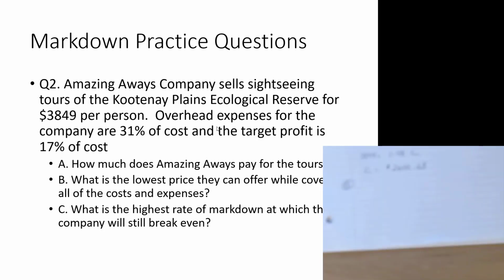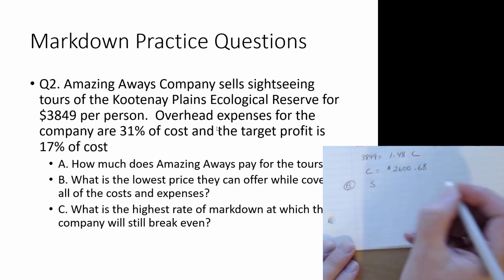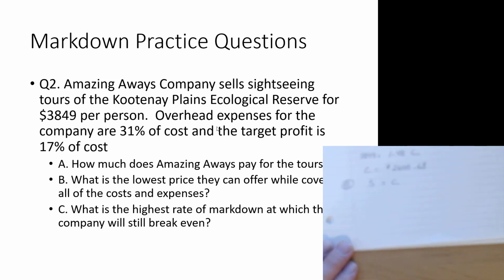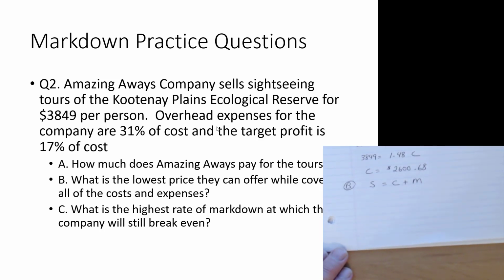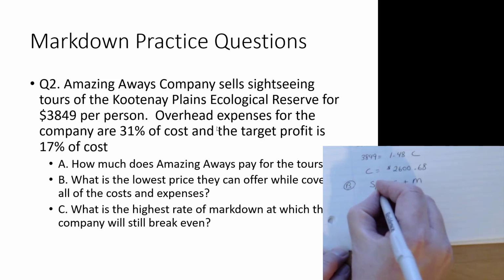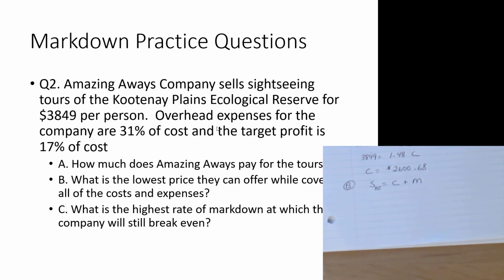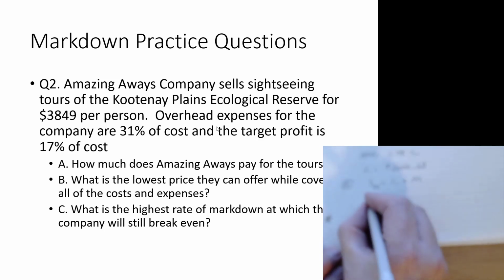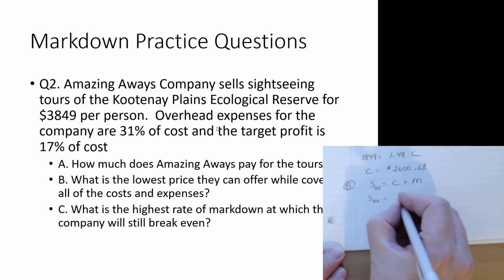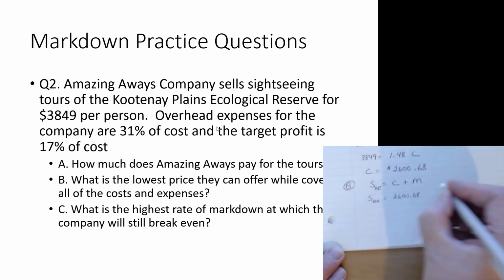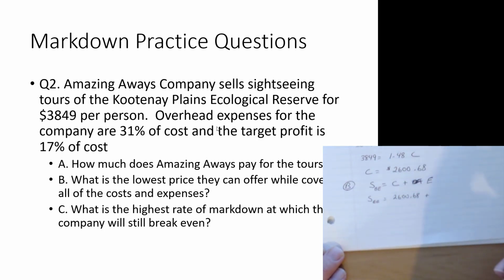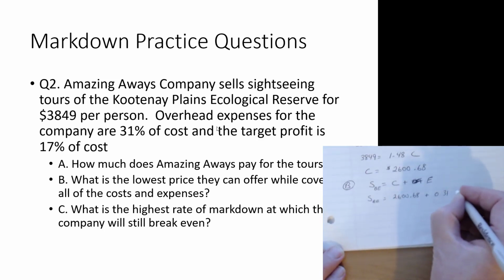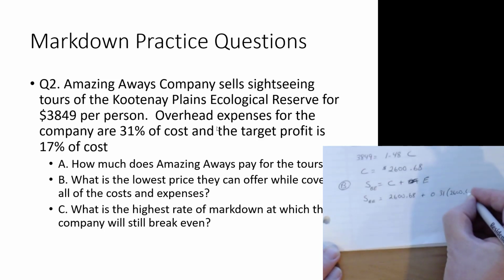B. What is B? What is the lowest price they can offer while covering all the costs and expenses? So essentially what we're talking about is a special type of selling price, such that we cover the costs plus the indirect expenses, often just referred to as the expenses. This is a special type of price called the break even. So I'm just going to give it a little subscript BE for break even. So that sales price, break even, is our cost, which is the $2,600.68, plus our, sorry, that's my bad. Should have written E, not M. Bad Alan. Okay. 0.31 times by the cost, $2,600.68.